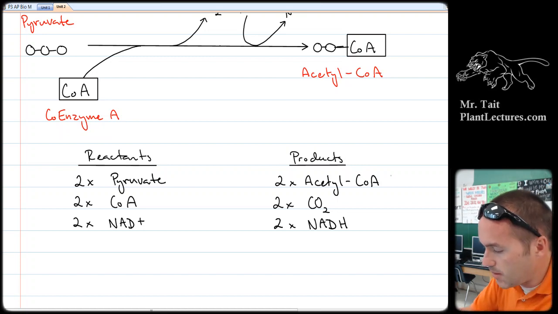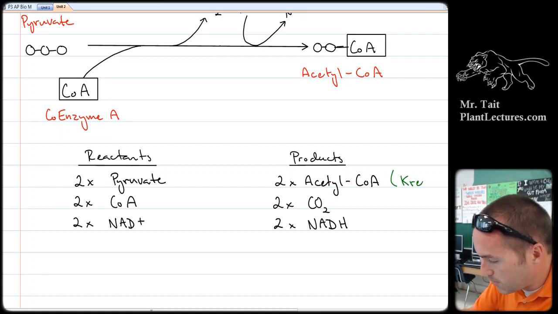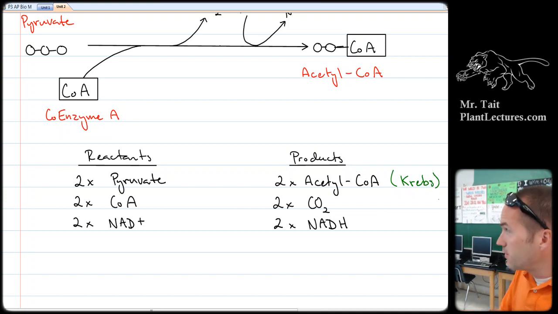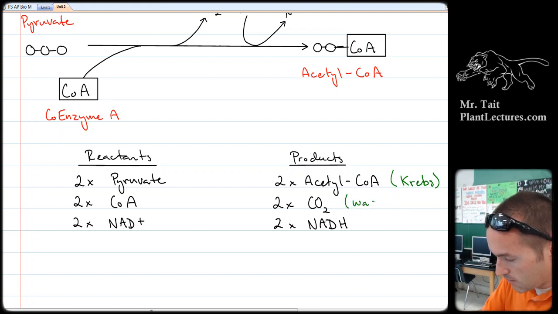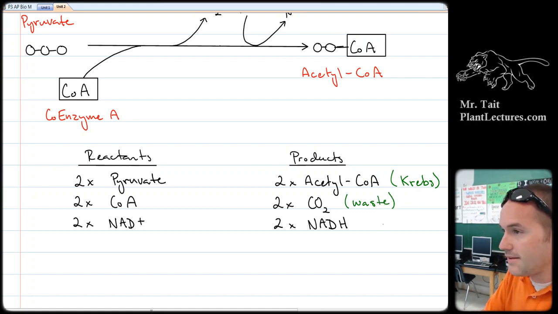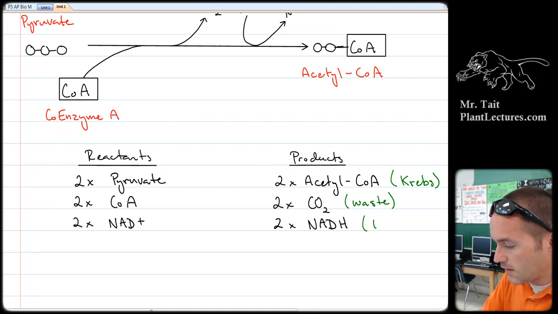All right, so let's talk about where all these things are going. The acetyl-coenzyme A is used in the next step, which is the Krebs cycle. The CO2, was it used for anything? No, so it's a waste product. NADH, what's it carrying? High energy electrons, and therefore we want to use it where? In the electron transport chain.